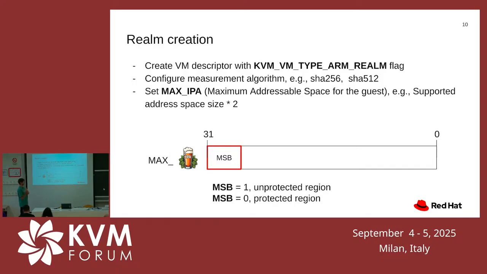You also have to bear in mind that half of the address space is going to be used for protected memory, I mean, the memory that the guest considers protected, and the other half is for unprotected. So, for example, if you use 32 bits, the most significant bit set to one means the unprotected region. So when you configure the memory of your guest, you have to keep that in mind when you calculate the max IPA. I'm talking from the VMM point of view.